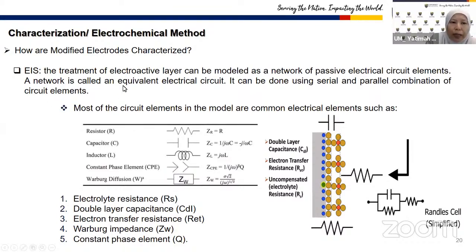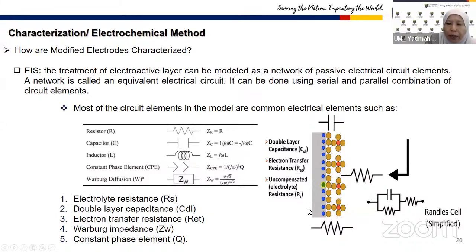So a network is called an equivalent electrical circuit. For this equivalent electrical circuit, you have to try and error to look into the best cell that can perform to understand the whole behavior of your electroactive layer on top of the substrate. It can be done using serial and parallel combinations of circuit elements. Some examples are the resistor, capacitor, inductor, and so on. It helps you to model the circuits so that you can have a common understanding.